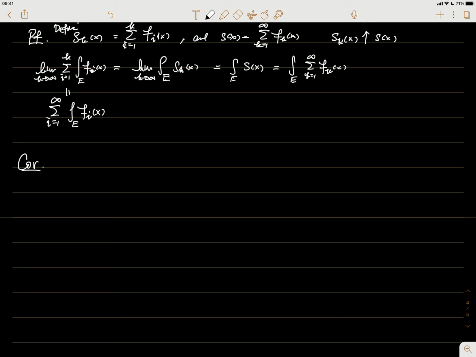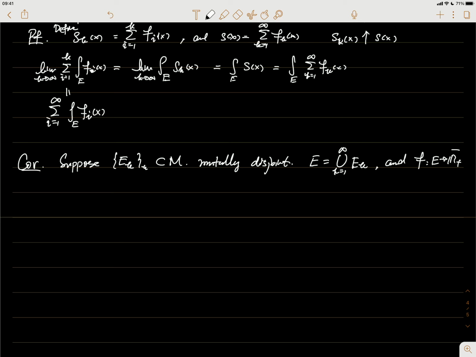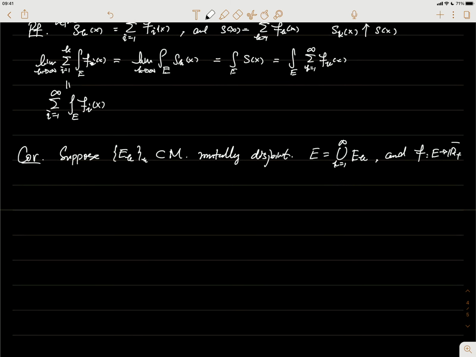So what it says is, suppose we have a sequence of sets E_k. Suppose all of the E_k are measurable and also mutually disjoint, and let E be the union of them. Remember that the E_k are disjoint and we're taking the union of them, so it's just the entire E. And suppose we have a function f defined over E that is non-negative and measurable. Then we can claim that the integral of f over E is the same as taking the integral of f over each E_k and summing up the integrals.